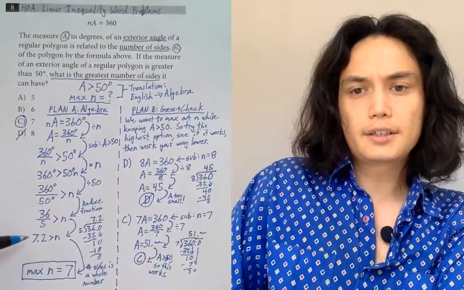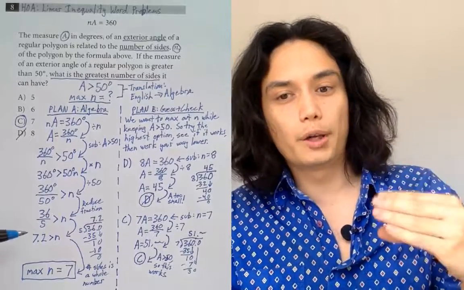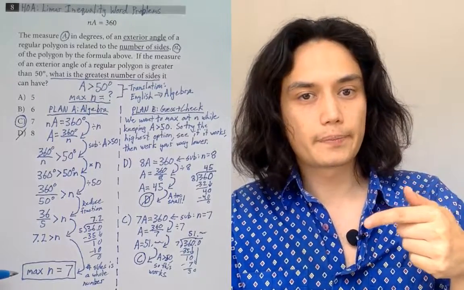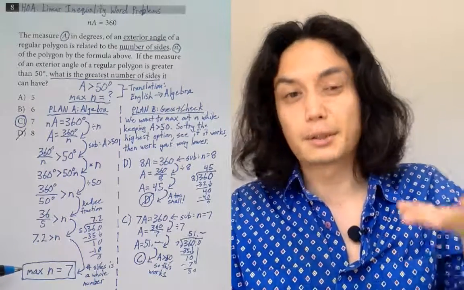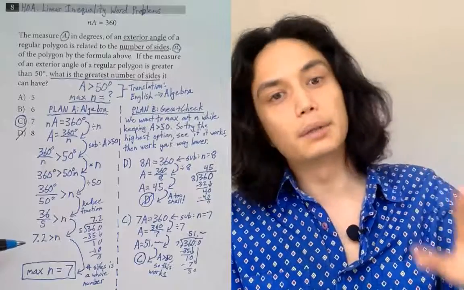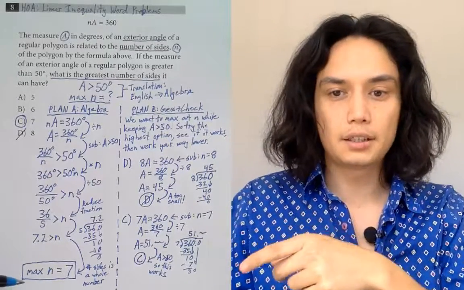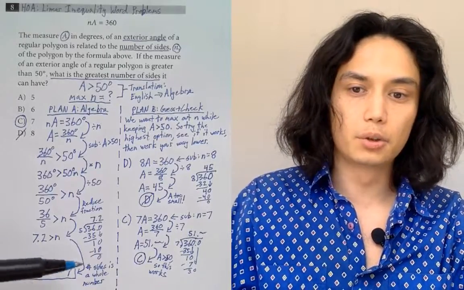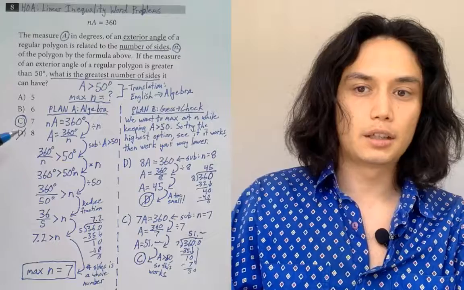So here, n needs to be less than 7.2. So the biggest whole number that n can be is 7. Right? It could be 6, that'd be a thing, but that's not the biggest it could be, because it could be 7. 7 is less than 7.2, but it can't be 8, because 8 is more than 7.2. It needs to be less. All right, so the max n is 7. That's the max number of sides that this regular polygon can have, and that's how you get to answer choice C.